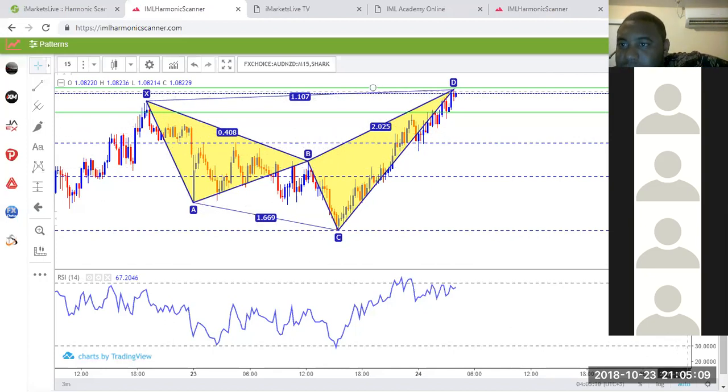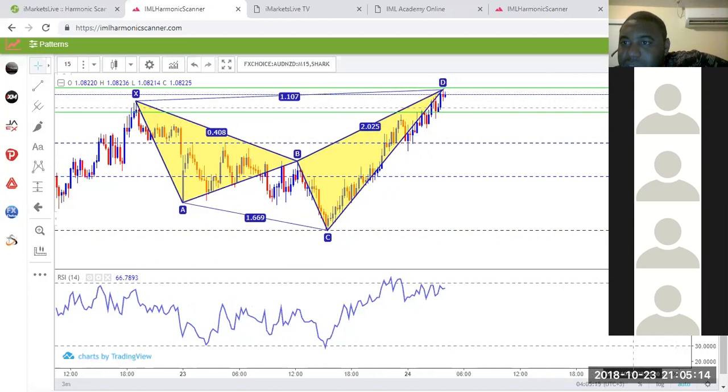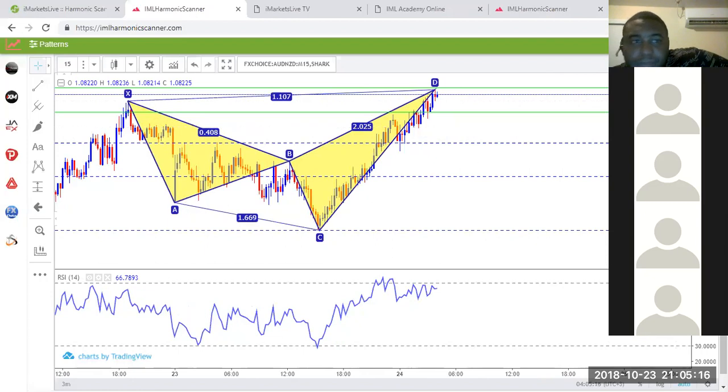A number is missing off this one here, so I don't even know what this entry is. 250 maybe? Okay, 250, yeah. So 25 pips from the second entry where price is heading right now.